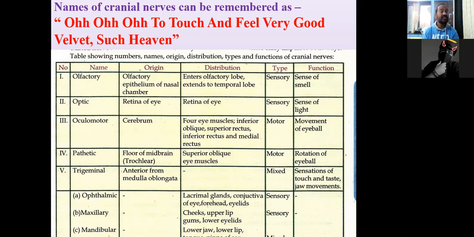The third one is the oculomotor. It is arising from the cerebrum, right? And when it arises from the cerebrum, it goes into the four eye muscles: inferior oblique, superior rectus, inferior rectus, and medial rectus. These are the four. In all, 6 muscles are there. जे डोळ्यांची हालचाल करता आपली, त्याच्यातले 4 इथे आहे आणि 2 पुढे येतील. So the oculomotor is arising from the cerebrum. What does it cover? 4 eye muscles.